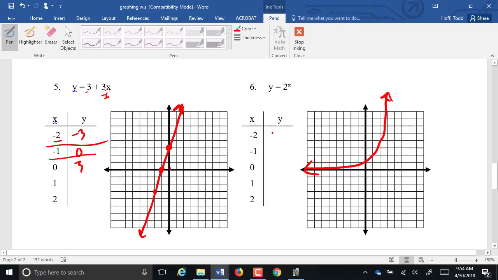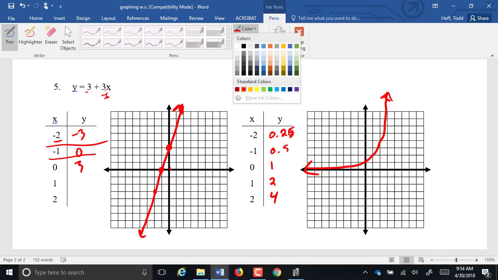-2 gives you like 0.25. -1 gives you 0.5. 0 gives you 1. 1 gives you 2. 2 gives you 4. That's called an exponential curve, by the way.